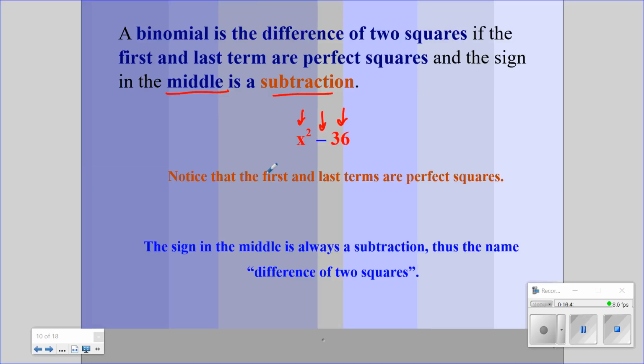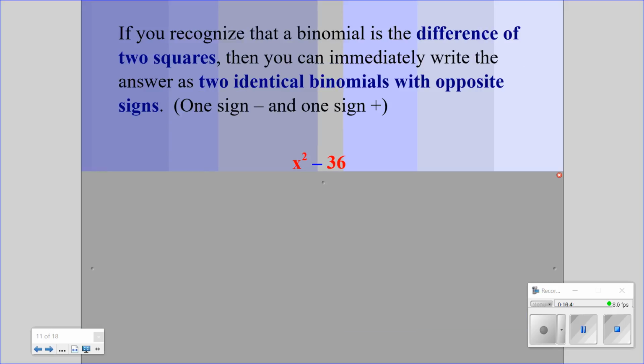Sorry, so this was just as I just spoke through, confirming that this is a difference of squares. So we've got all the correct parts there. If you recognize your binomial is a difference of squares, then you can immediately write the answer as two identical binomials with opposite signs, one positive, one negative.